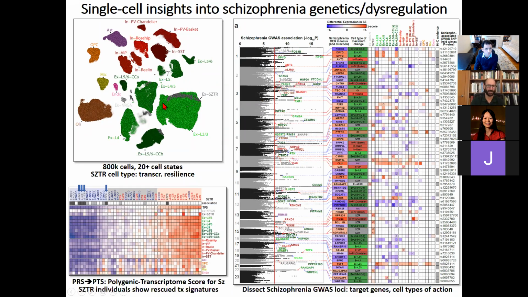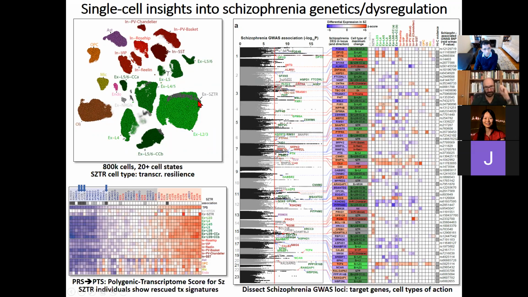But what that allows us to do is look at a large diversity of cell types, not just excitatory versus inhibitory, but distinguish different classes of layers of excitatory neurons, different classes of inhibitory neurons, including some low abundance classes, and study the gene expression changes associated with each class of neurons. And this is, again, prefrontal cortex, about 800,000 cells. We found more than 20 different cell states.